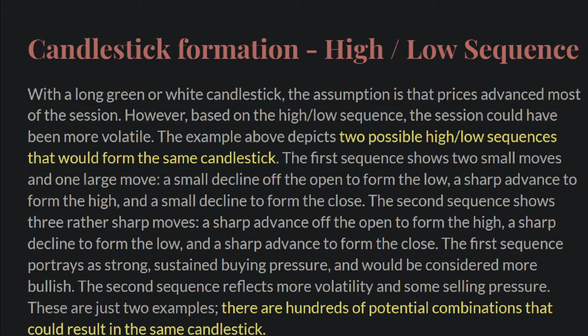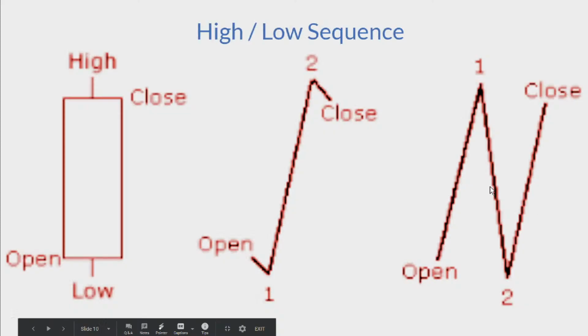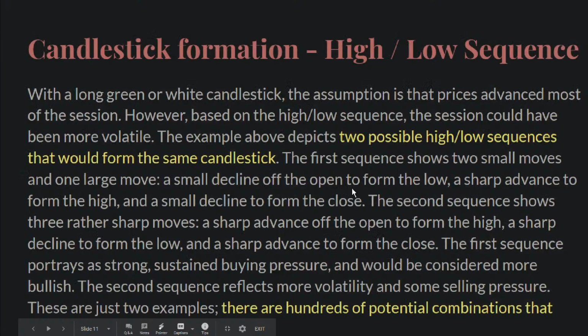And then the second sequence shows three rather sharp moves. A sharp advance off the open to form the high, a sharp decline to form the low, and then a sharp advance to form the close. So it was very volatile in this instance. It moved a lot more than this simple bullish candle.